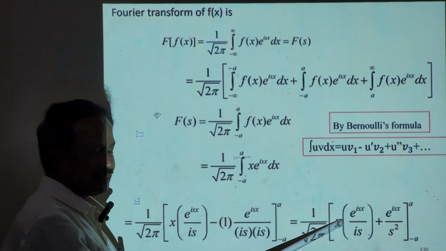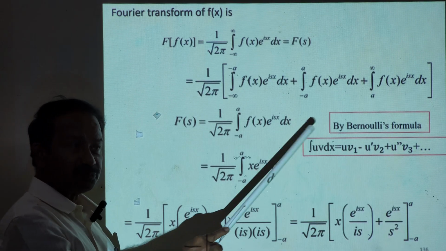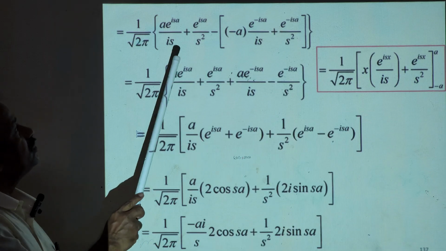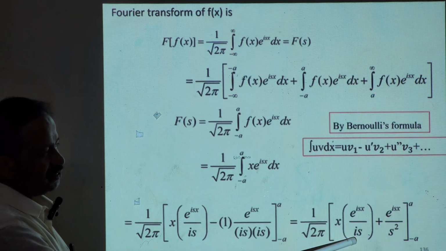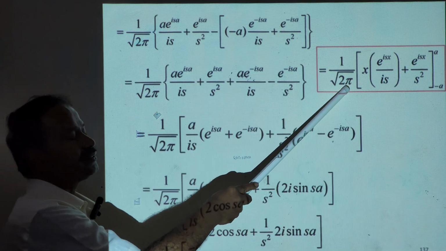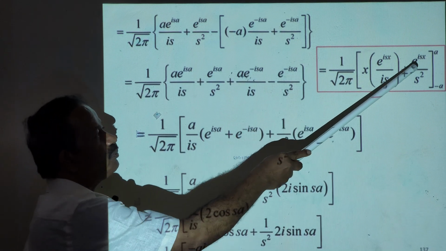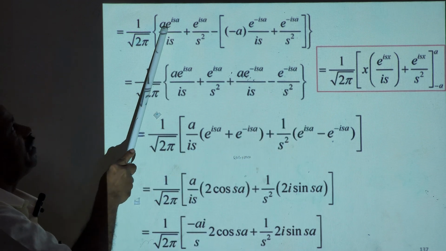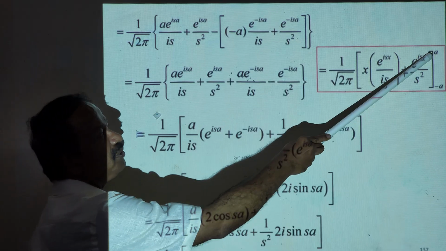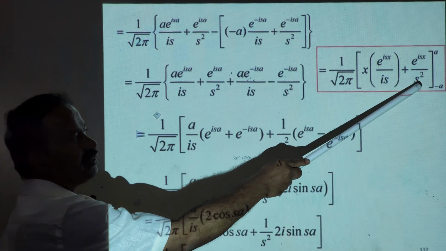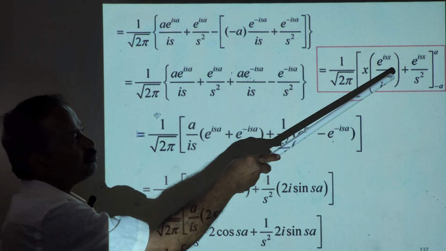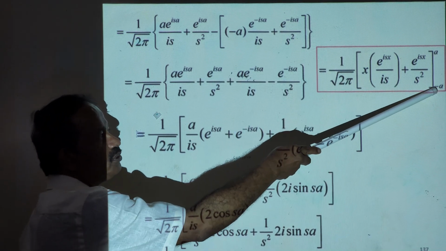Now you have to substitute the upper limit. Wherever you find x, you have to substitute the upper limit. Wherever you find x, you have to substitute the lower limit. So substituting the upper limit, this is the last point in the slide. Wherever you find x, you have to substitute a. So a e power isa divided by is. Substituting the upper limit will give you e power isa divided by s squared. Now you have to substitute the lower limit, minus a. Instead of x, you have to substitute minus a.